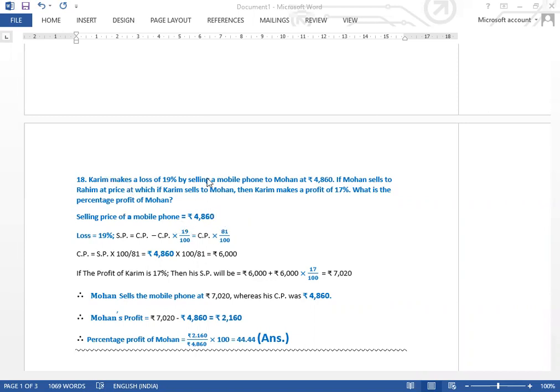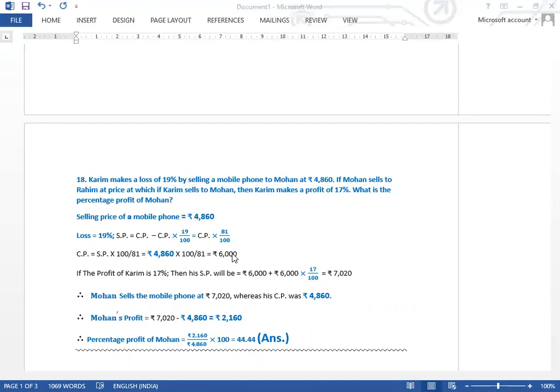No discount is given, so there won't be any case of MRP. The selling price of the mobile phone is 4,860. Loss is 19%, so SP we know is CP minus CP into 19 by 100. So that will be 100 minus 19, that is CP into 81 by 100. So cross multiply it. The CP will be SP into 100 by 81, and SP is given as 4,860. So 4,860 into 100 by 81, 81 cancels out. So it will give 6,000 as the cost price of Karim's mobile phone.